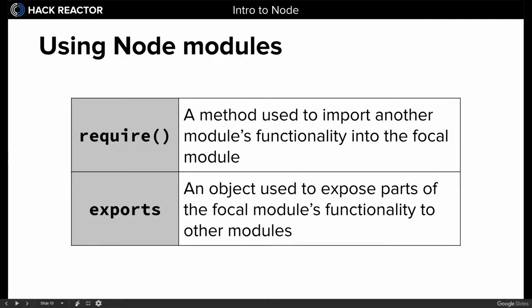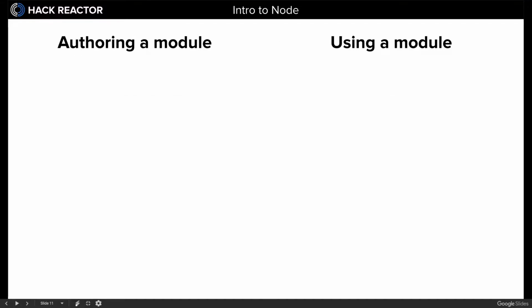And so these are core modules. There's actually three types of modules with Node: core, local, and remote/npm. So these are essentially two core Node modules, and require is a method used to import another module's functionality into the focal module. And exports is an object used to expose parts of the focal module's functionality to other modules. So this is a built-in part of Node, and you cannot get rid of it. So this is always going to be there as long as you have Node. You don't need to npm install it. It's always going to be there.